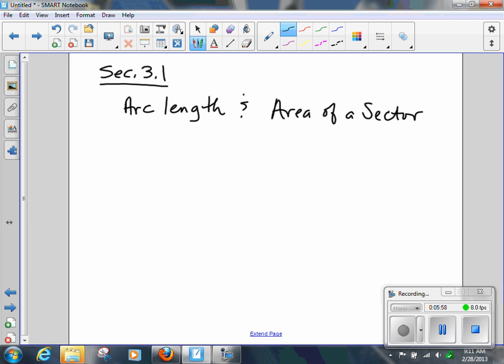Folks, this is a lot of review from geometry. You got to know where these things are. We are not speaking about a unit circle now. We're just talking about arbitrary circles. Arc length, and this kind of gets us ready for Pi Day.